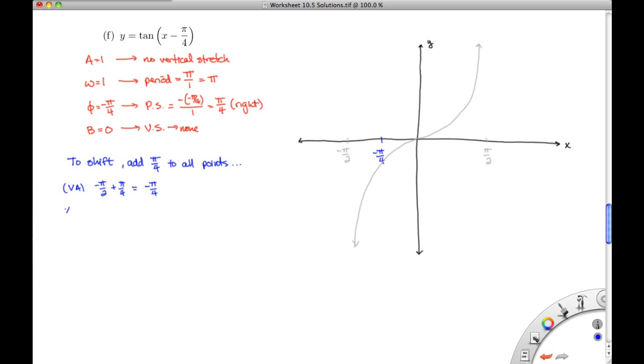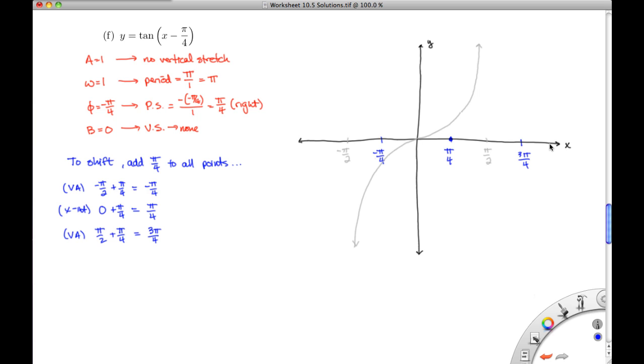And then our x-intercept was at 0, but we're going to add pi over 4 to that, and that's just going to give us positive pi over 4. So that x-intercept is going to go over here to pi over 4. I'm going to plot that right there. And then our other vertical asymptote to complete one cycle was at pi over 2. We're going to add pi over 4 to that, and that's going to give us 3 pi over 4. So we're going to need to move that over here to 3 pi over 4.